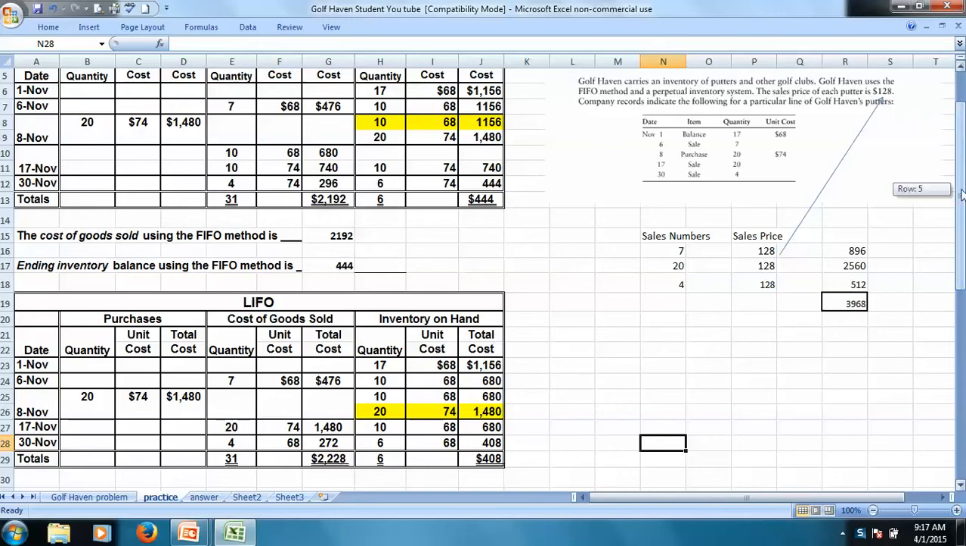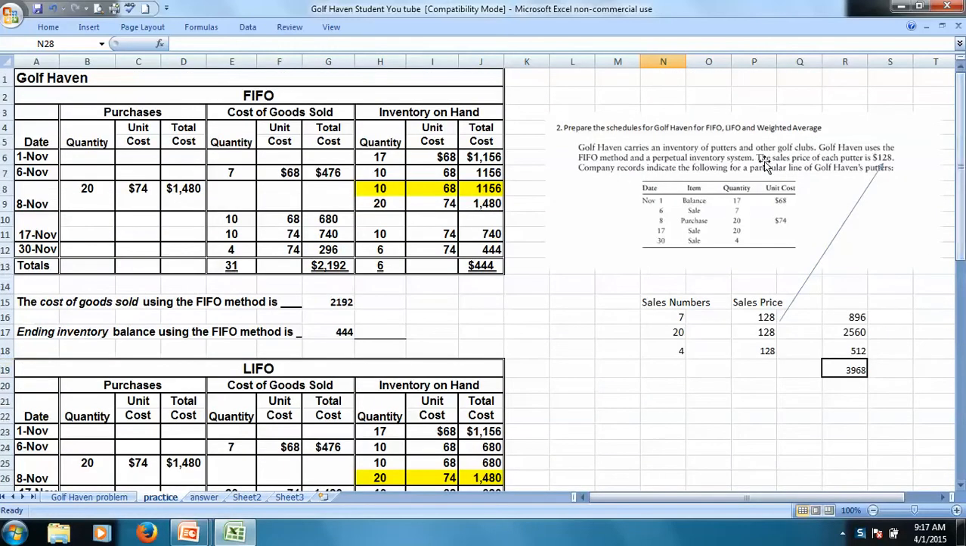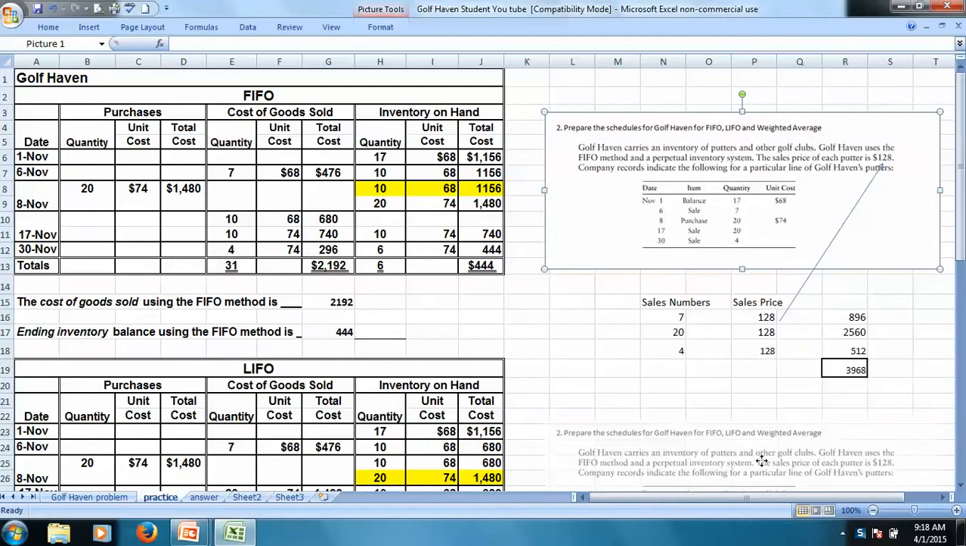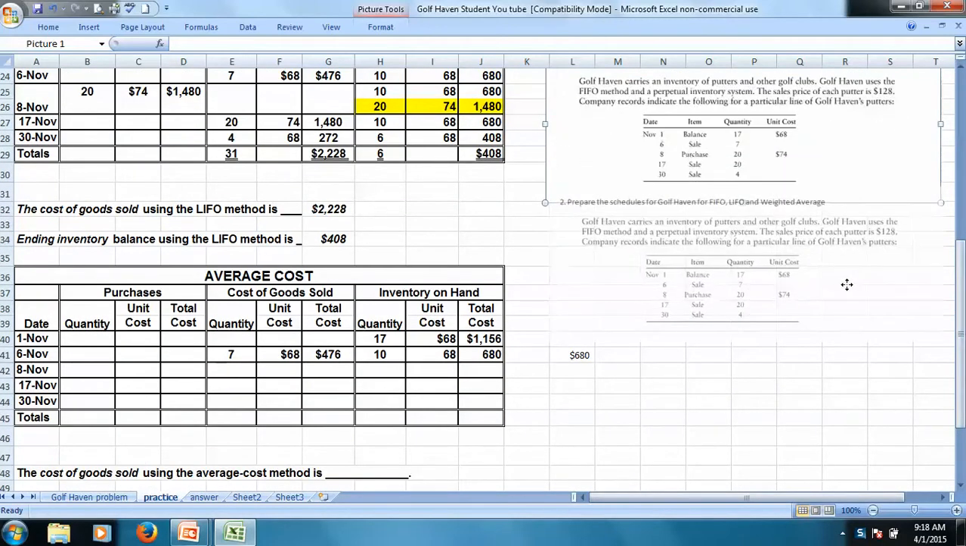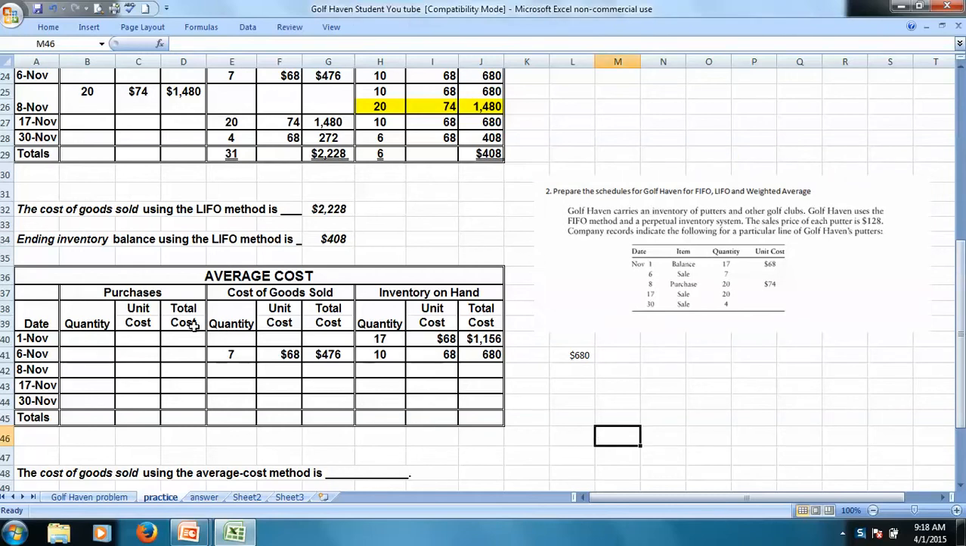Let's go ahead and do the last, which is weighted average. And I'm going to go ahead and move this down so we can still see it. When we work on the weighted average, we can still see the data. And we're going to be calculating the weighted average. So under weighted average, we still started with 17 putters in our inventory from the previous month. And we still sold 7 putters on the 6th, and we only have these to choose from.